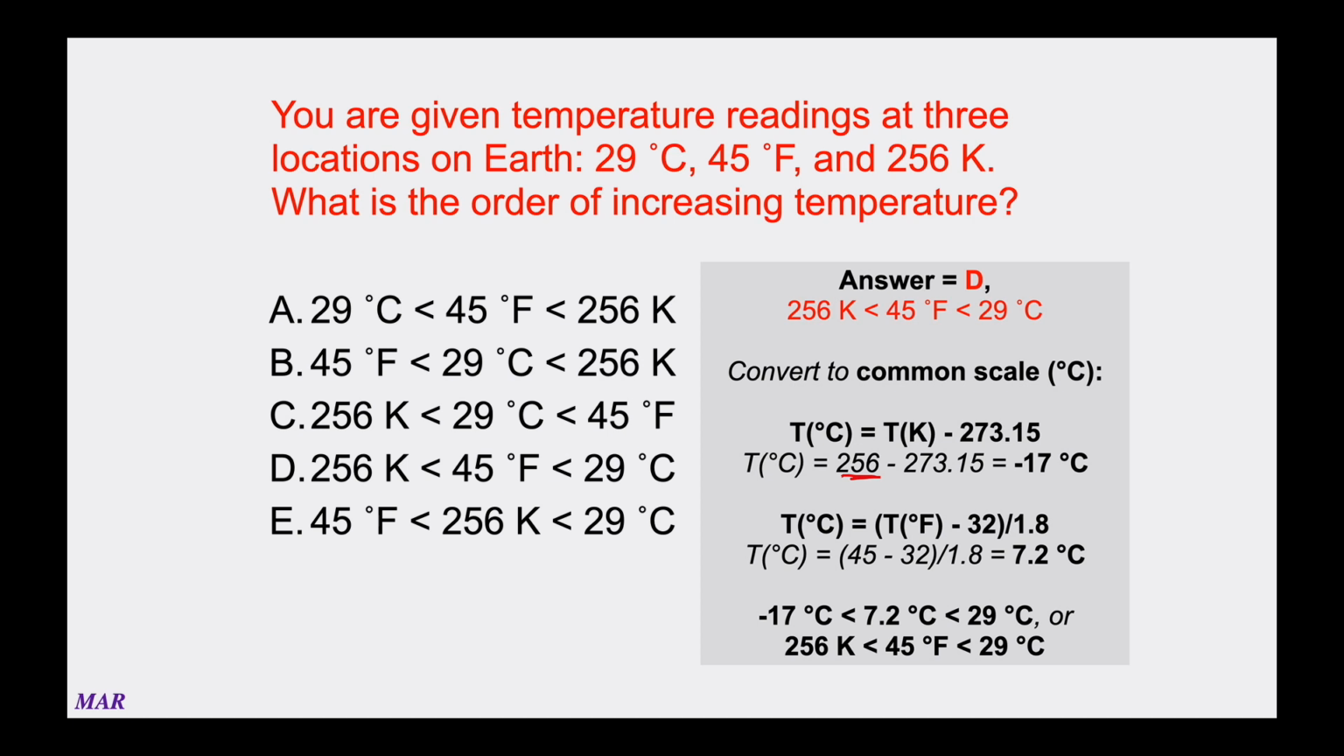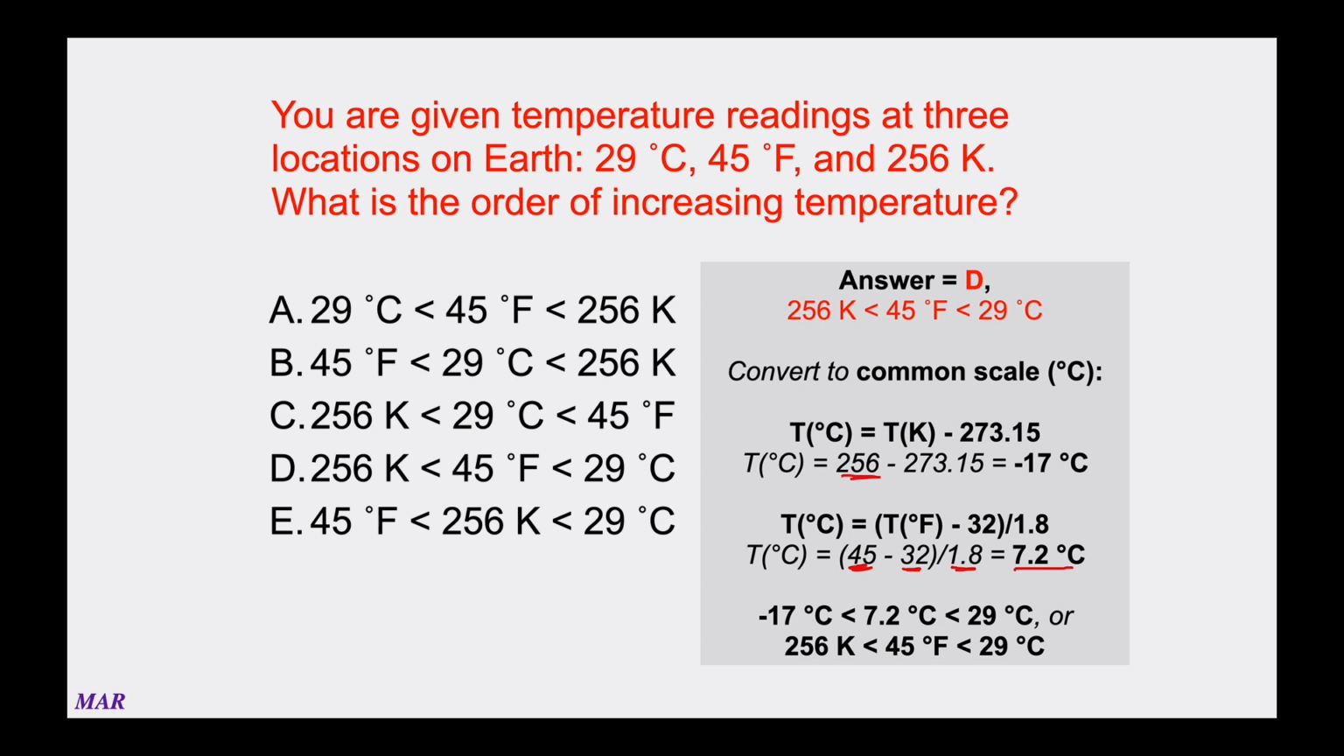Now we need to convert the Fahrenheit into Celsius as well. So you can see here's the Fahrenheit temperature. You subtract 32 first, then you divide by 1.8 or 9/5, either way. Anyway, that temperature comes out to be 7.2 Celsius. So it's warmer than the Kelvin's negative 17 Celsius, but certainly less than the 29.